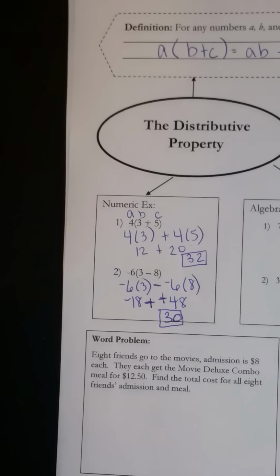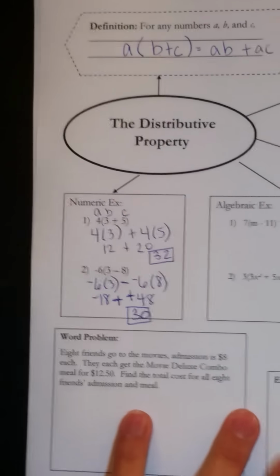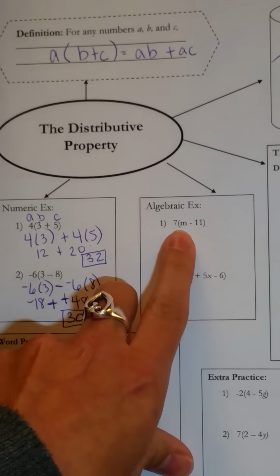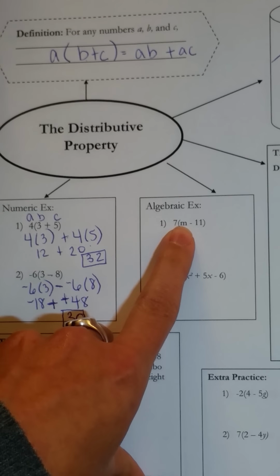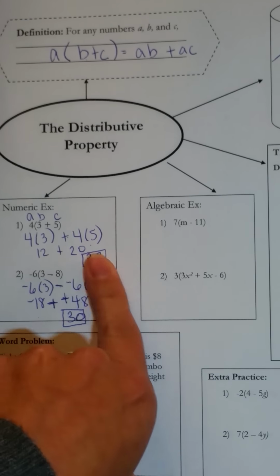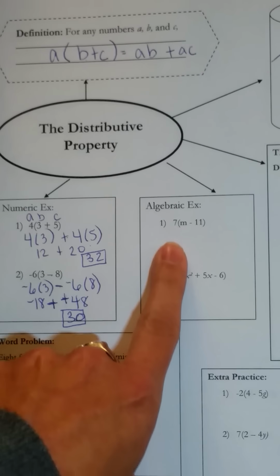So those are just some numeric examples using the distributive property. Okay? Now let's scroll on over to the algebraic. And you're going to do the same thing. Just because it's got the letter, don't let it confuse you. Some of you are wondering, why are there letters here? Don't let that flip you up. Do the same thing. Apply the same process.